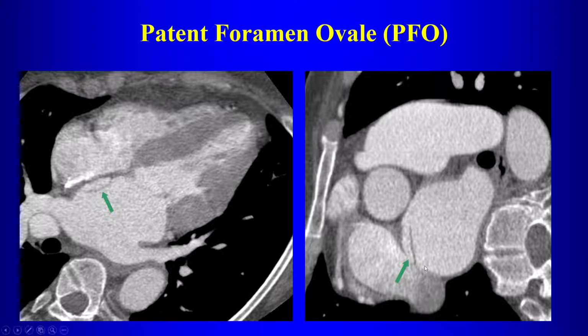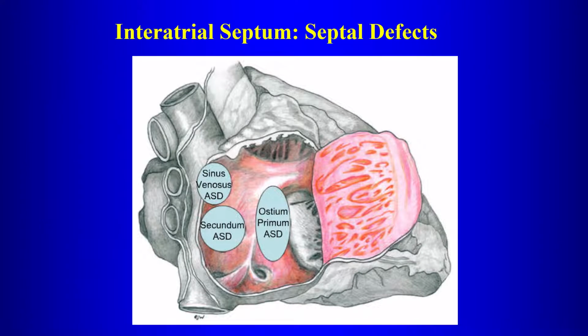Now, an atrial septal defect is a hole. So an atrial septal defect is a hole in the atrial septum. A patent foramen ovale is this tunnel going through the atrial septum with this flap-like mechanism there on the left atrial side. So that's how to differentiate a patent foramen ovale from an atrial septal defect.